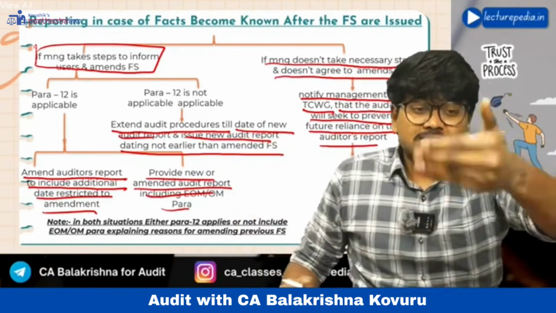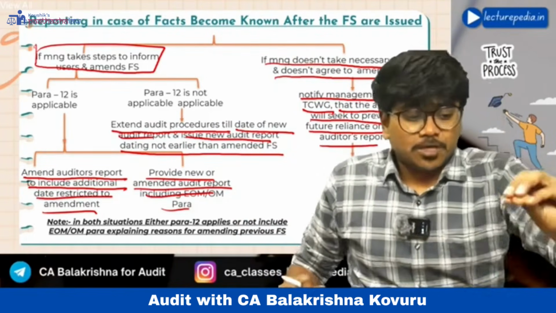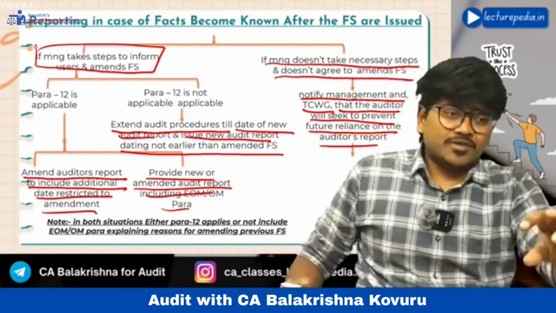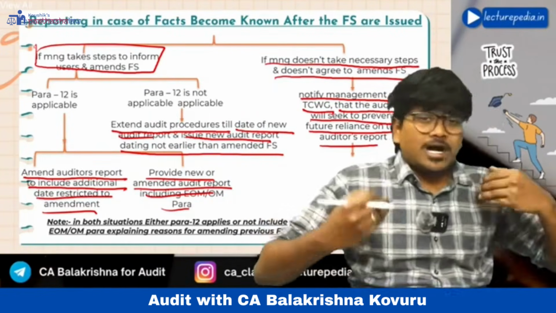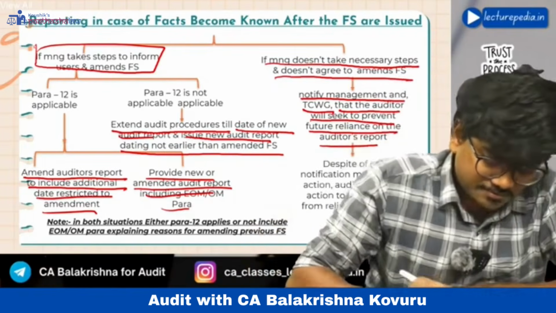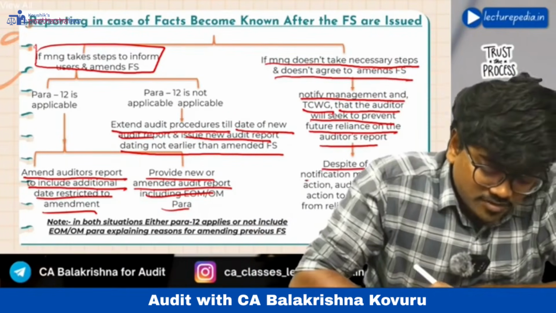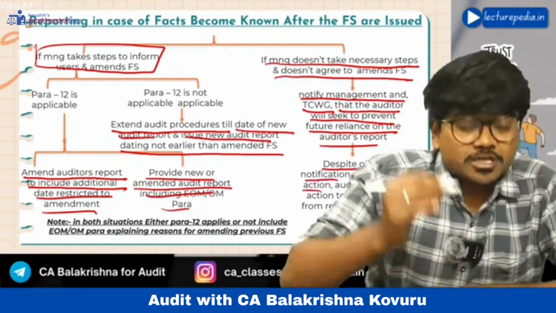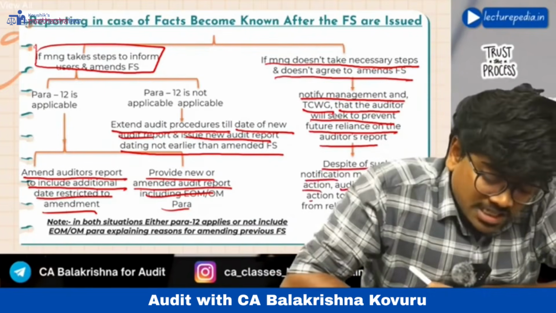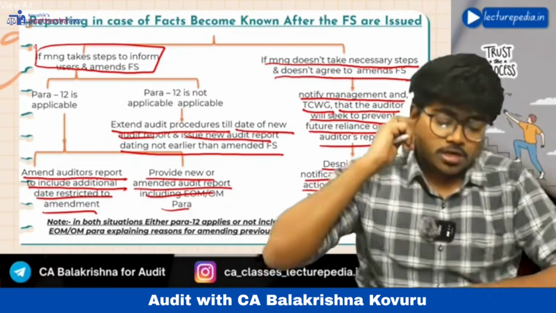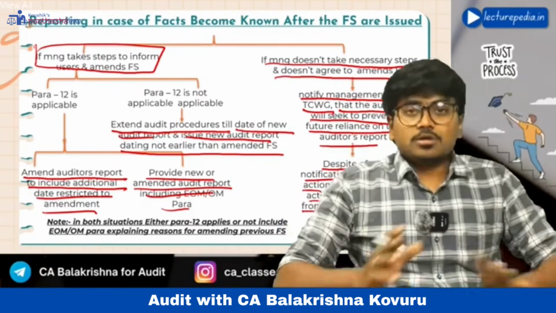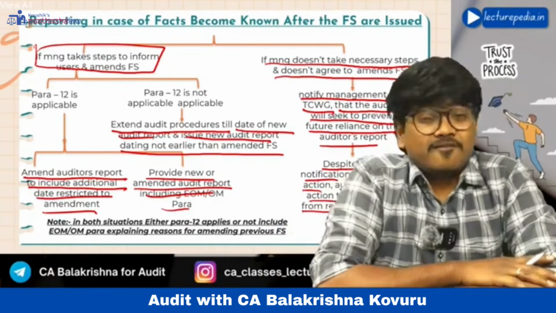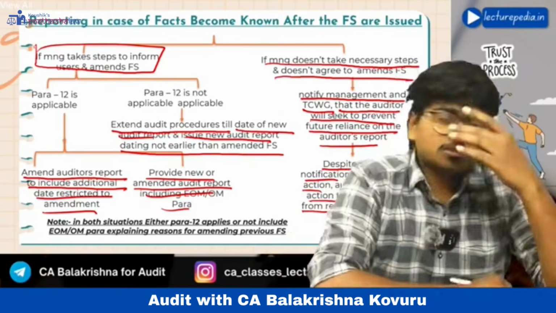If management doesn't take any steps to prevent users from relying on the financial statements that it has issued, then the auditor himself will take the steps. Despite such notification, if management takes no action, then the auditor shall take action to prevent users from reliance on the auditor's report. So this is SA 560, subsequent events.